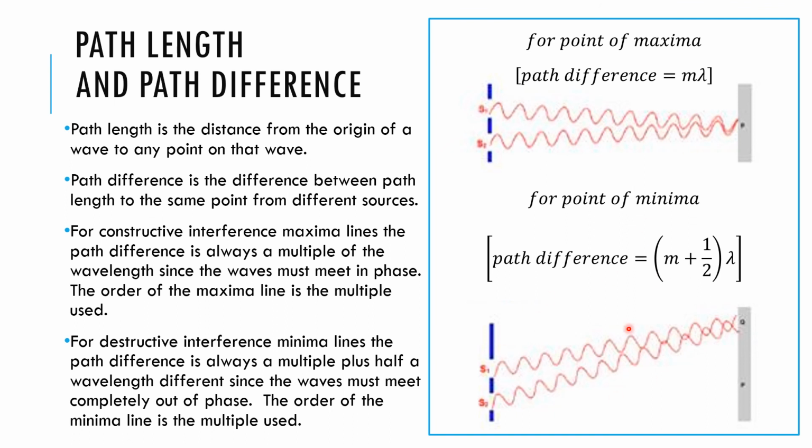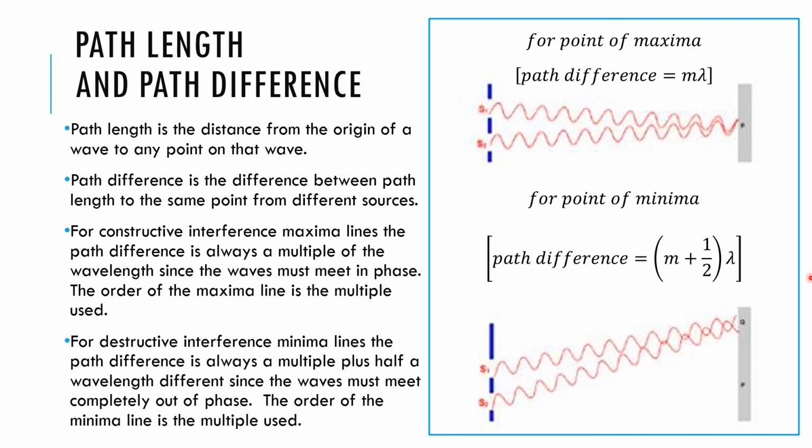For the bottom diagram here, for points of minima, points of destructive interference, the waves must meet half a wavelength out. Always half a wavelength out. So they have to meet half a wavelength out, or 1.5 wavelengths out, or 2.5 wavelengths out, or 3.5 wavelengths out, and so on. The number of wavelengths they are out, the multiple which we add on to the half, is the order of the minima. So for destructive interference minima lines, the path difference is always a multiple plus half the wavelength, since the waves must meet completely out of phase.